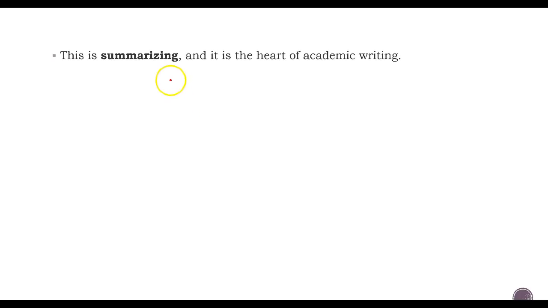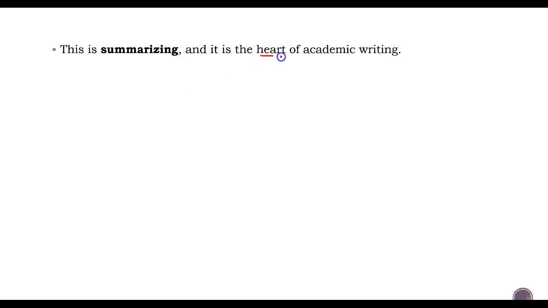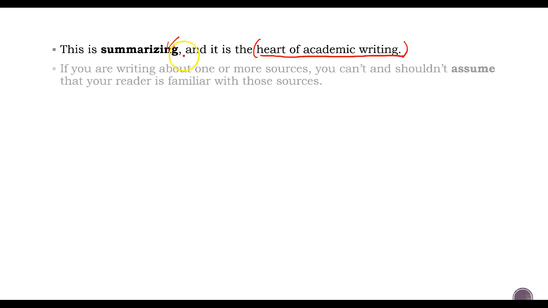So that's exactly what summarizing is, and summarizing is the heart of academic writing. If I had to pick one skill of academic writing and say this is the most important, I would say it's summarizing. When you think about it, all a research paper is basically just a collection of summaries. So summarizing is super important.